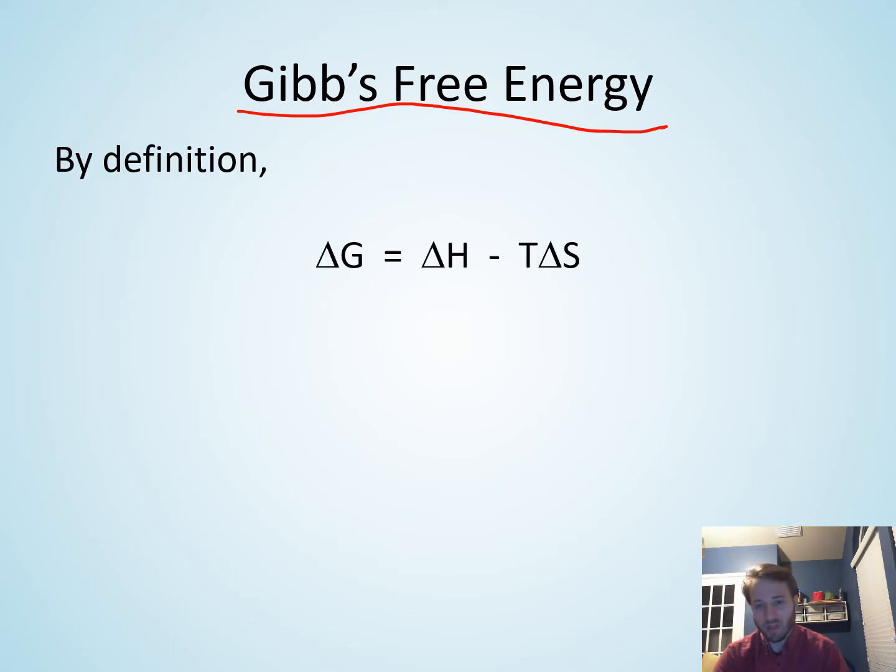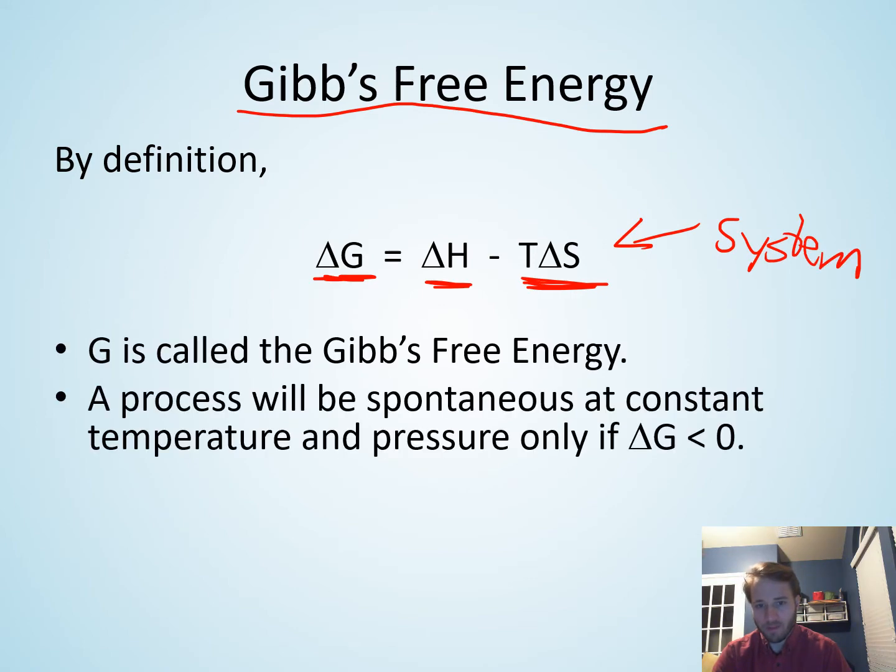It's the change in Gibbs free energy. G here is the Gibbs free energy. The change in Gibbs free energy is defined as the change in enthalpy minus temperature times the change in entropy. This entire thing is just for the system. G is called the Gibbs free energy, and this tells us that when delta G is less than zero, your chemical reaction, your change, will be spontaneous at some constant temperature and pressure conditions.